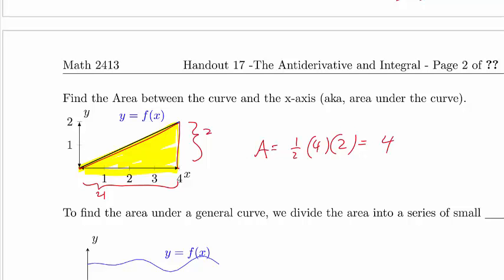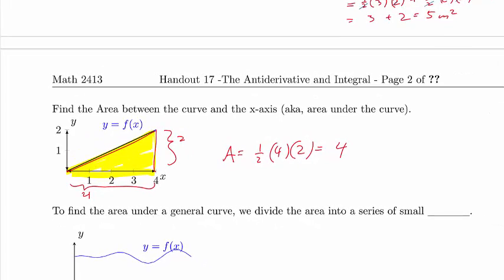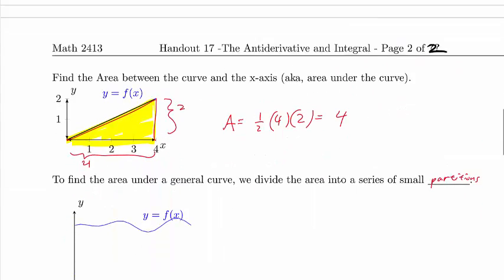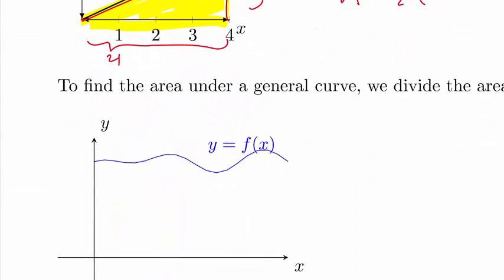Okay, now here's where it gets interesting. To find the area under a general curve, we're going to take what we were looking at before. To find the area under a general curve, we divide the area into a series of small partitions. So we broke up the bigger triangle on the front page into 2 partitions. Now we're going to break up the area that we're looking for into a series of small partitions.